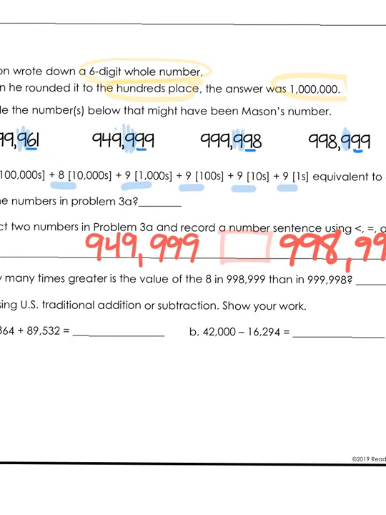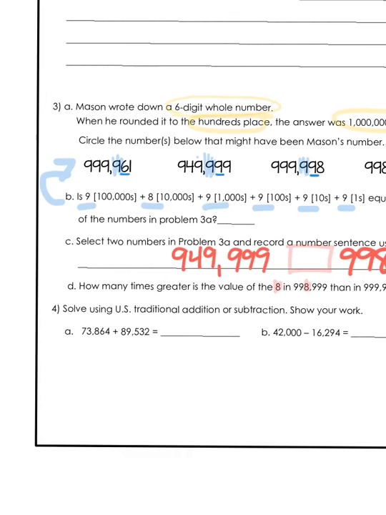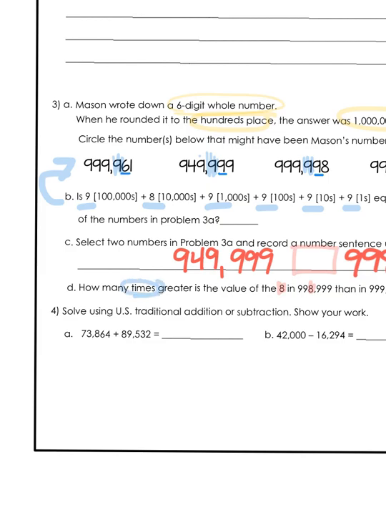And then looking at place values, the digit 8 in 998,999, what is the value of that 8 compared to this 8 in 999,998? How much bigger? How many times?